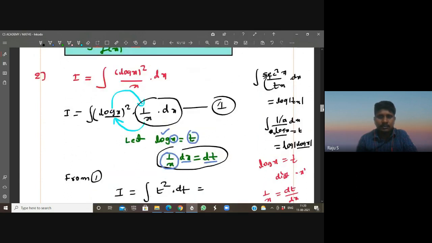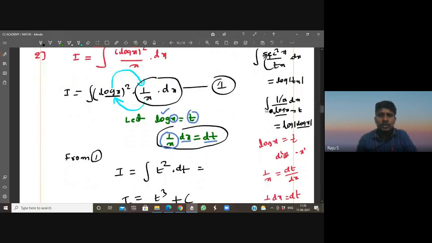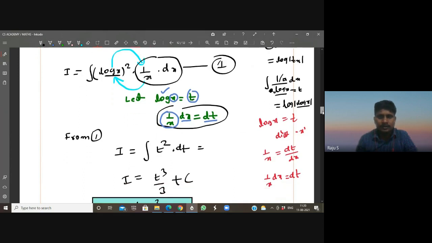Any doubts? So the thing is, first, what is the function you can consider as t? That is very important. Depending on that only you are going to get the answer. In case you consider 1 by x as t, you never get the answer. It will tend to infinite steps, even though you don't get the answer.